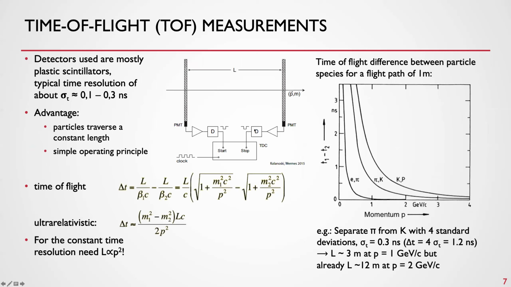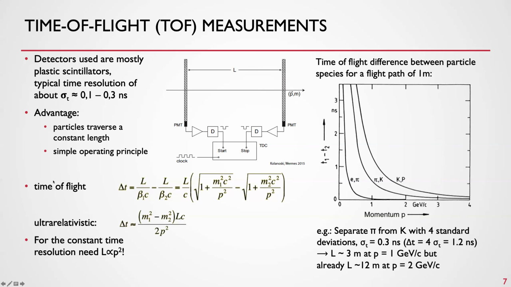Let's start with the time of flight measurements. Time of flight measurement is really something very simple to understand. Let's say we have two scintillator plates with a good timing resolution, okay? One left, one right. A particle goes through from left to right. Let's say we know its momentum. We want to know its mass. In particular, we want to differentiate two different particles. It's a simple detector. The particles traverse a constant length. All that is needed is a logic that measures the time difference.